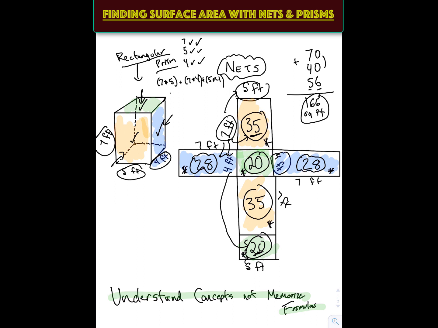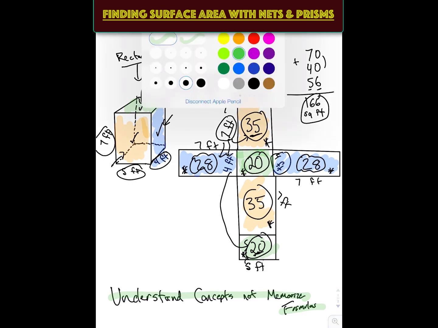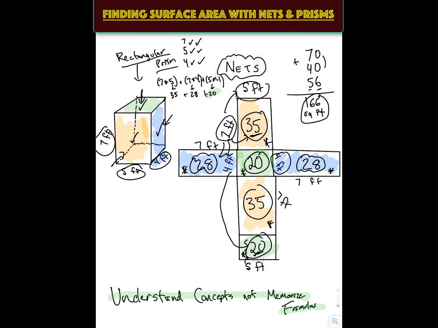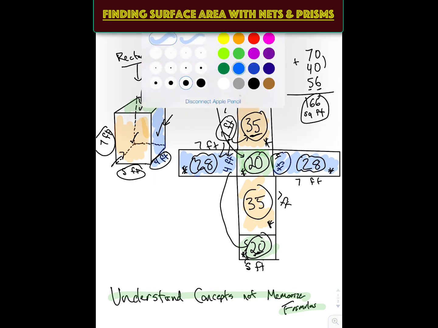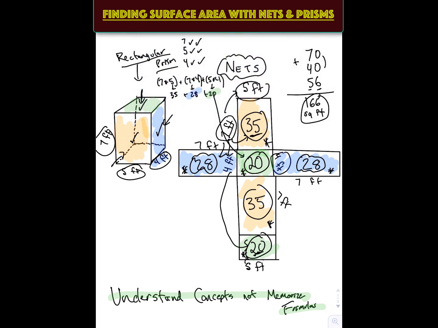There you go. 7 times 5 is 35. 7 times 4 is 28. 5 times 4 is 20. Now these numbers should look really familiar. Down below we see our 20 representing the top here. We see our 28 representing the side, and we see our 35 representing the front. When I add those together, it gets me a total of 83.